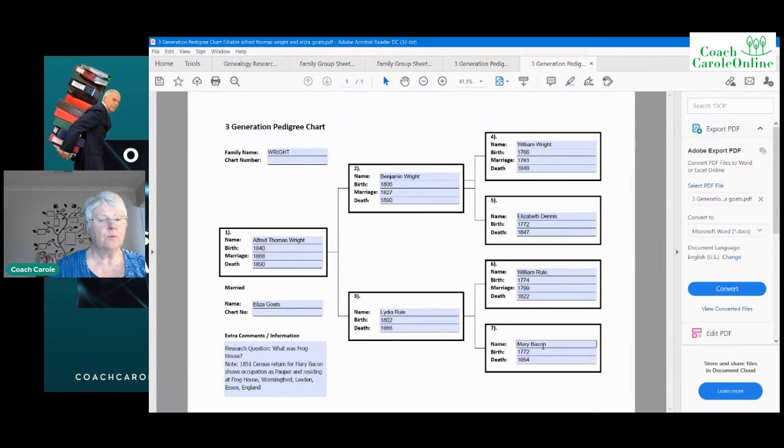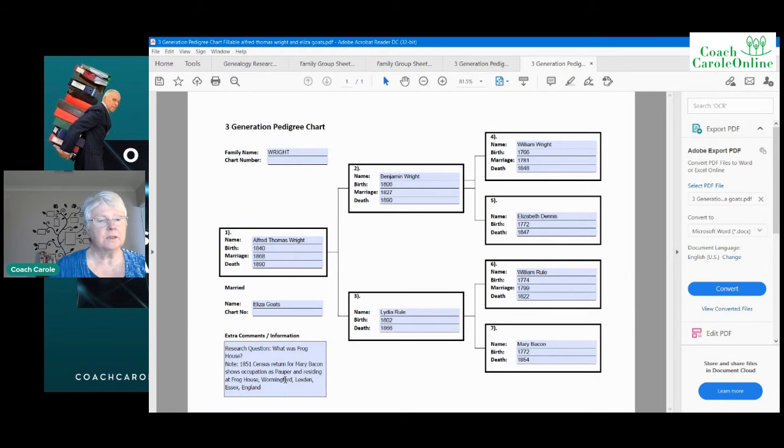And in my research for Mary Bacon, my 3 or 4 times grandmother, I've noted that in one of the census records, she was listed, her occupation was listed as a pauper and was residing at Frog House, Wormingford, Lexton, Essex, England. So that intrigued me. I wondered, what's that about? So it helped me to craft a new question so that I could have a purposeful search for Frog House and to understand what it was.